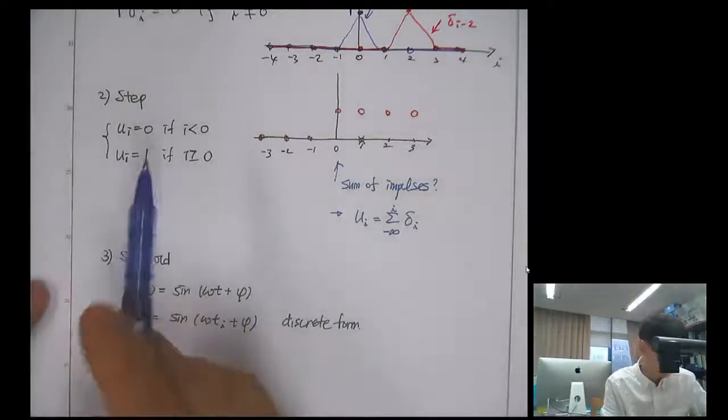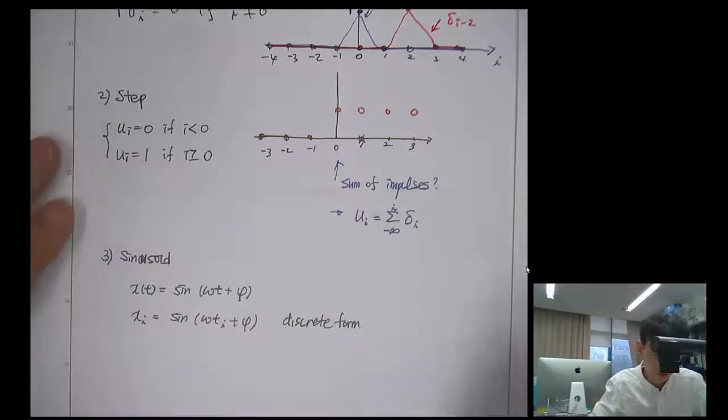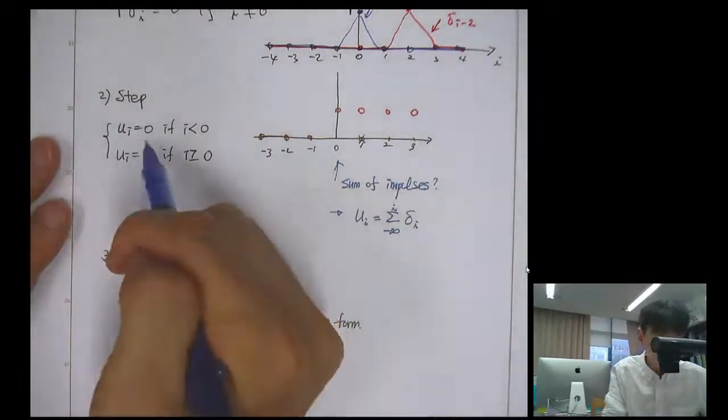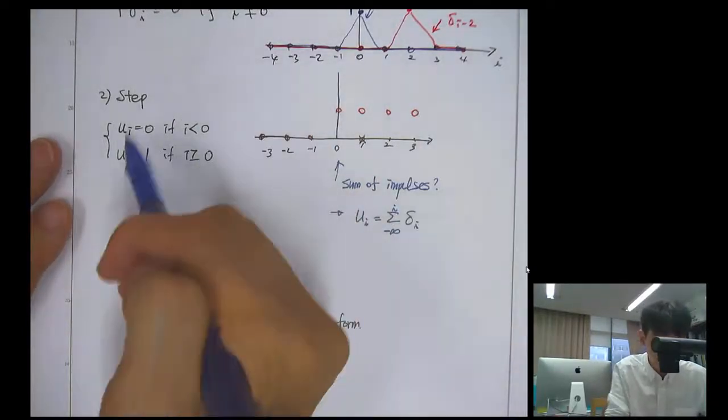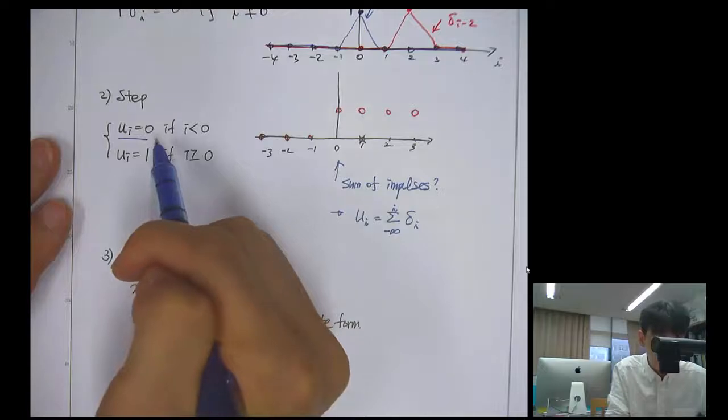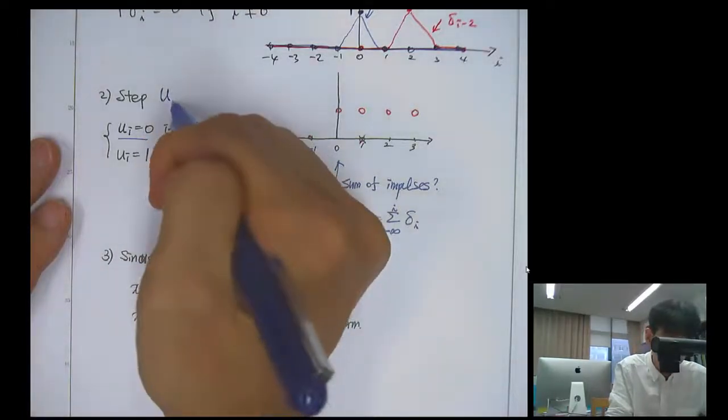What about the step signal? The step function is, if i is less than 0 or a negative value, u i is 0. So this is u i. This is delta i.